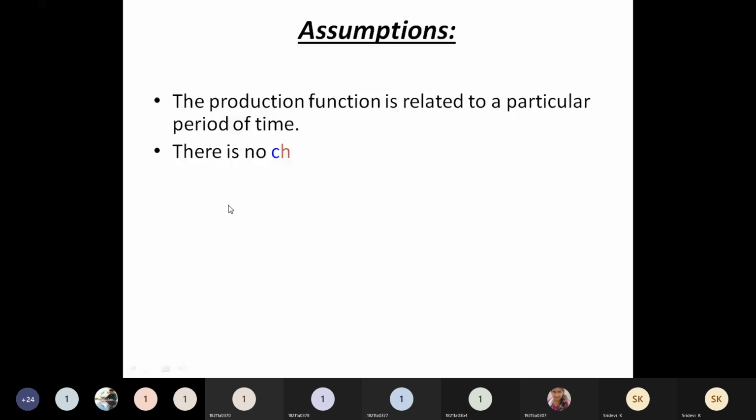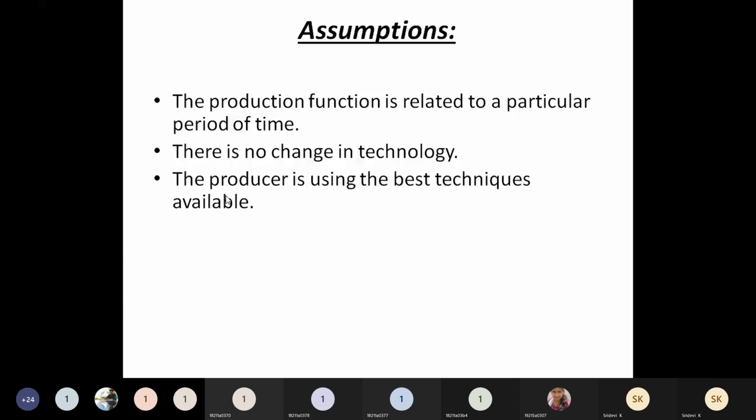And you have to see that technology should not be changed throughout the time you apply this law. And the producer is going to use the best techniques available. Whatever techniques are available, among those techniques, only the best technique he is going to use.